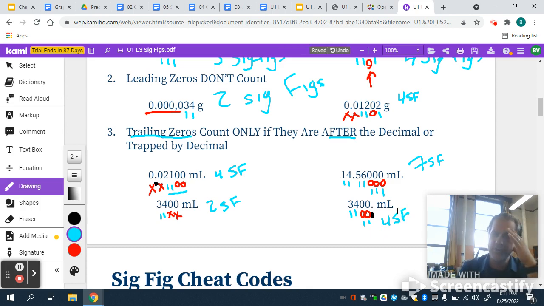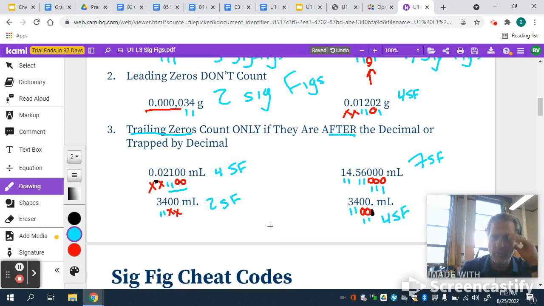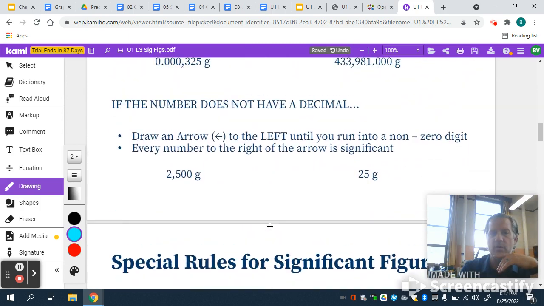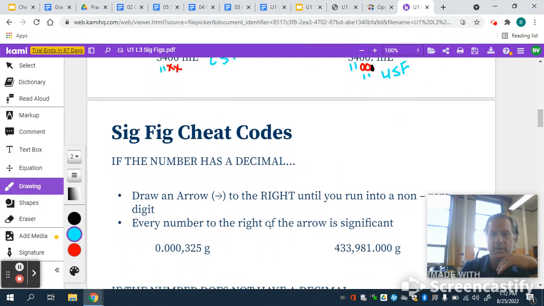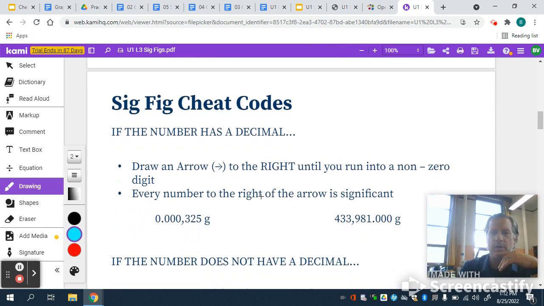Now, those rules sometimes are difficult to remember. And so what I've done, or what I've taught in the past, is that we have some cheat codes to make this a little bit easier for us. So here's how I look at it. If the number has a decimal, so if there's a decimal present in the number anywhere, we're going to draw an arrow pointing to the right, until we run into a non-zero digit. And then every number, including that non-zero digit and after, is significant.